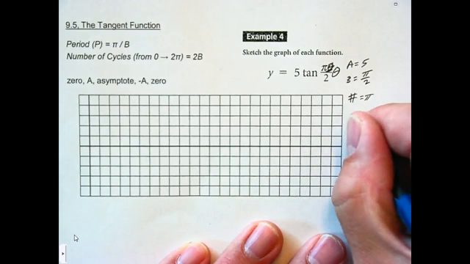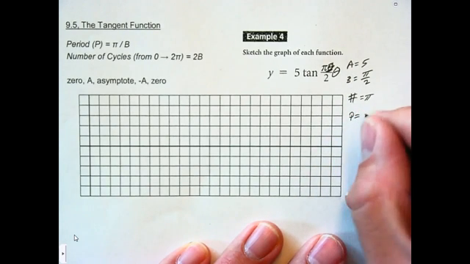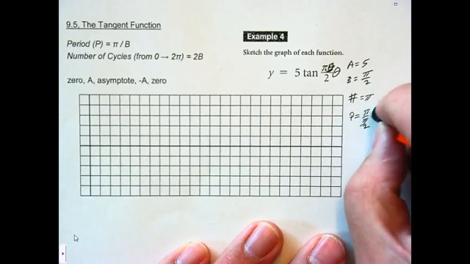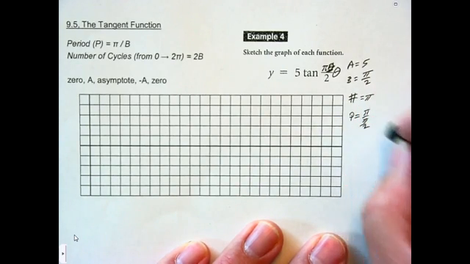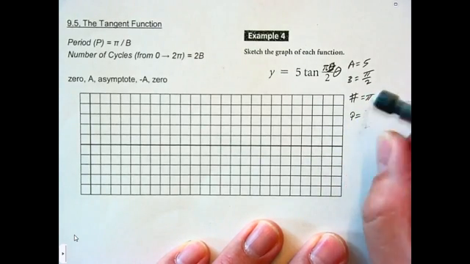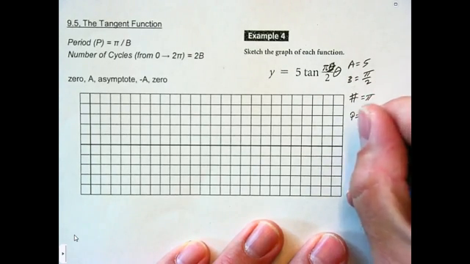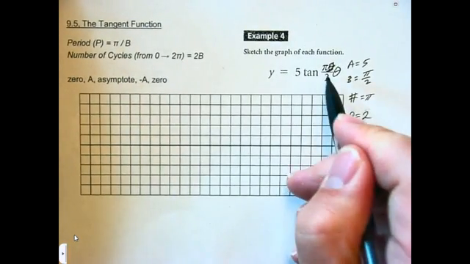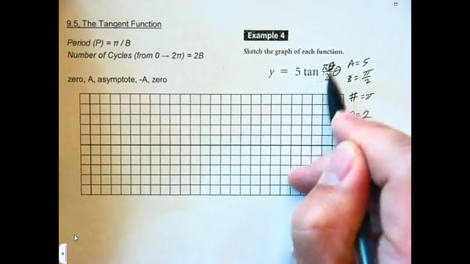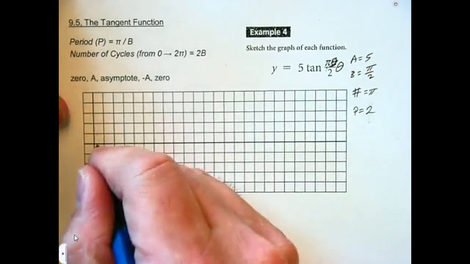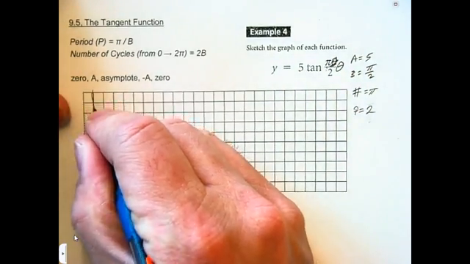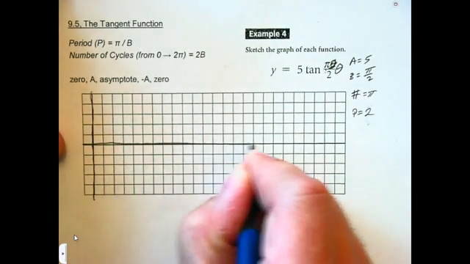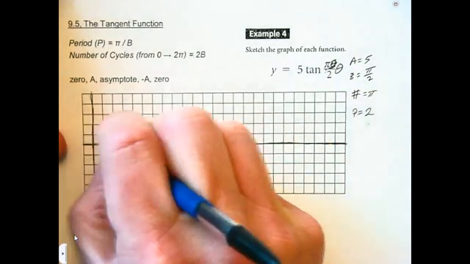Okay, pi, and the period is pi over b, which is pi over 2, which is... How many pi over 2's fit into pi? 2. Thank you. It's 2. So the period, hey guys, remember, if you see pi in the equation, then when you have your scale, you will not see pi in the scale. Okay, so your period length here is 2.